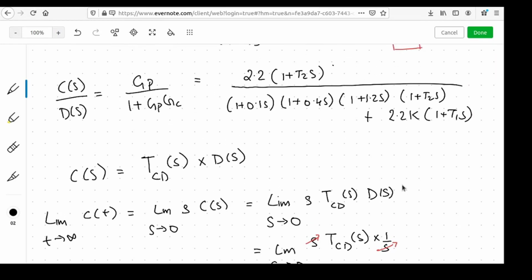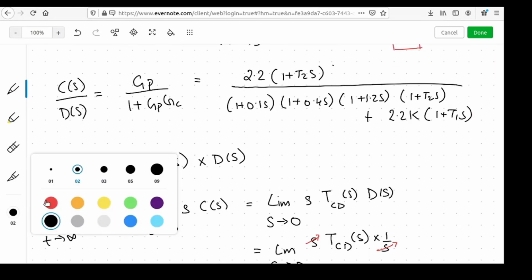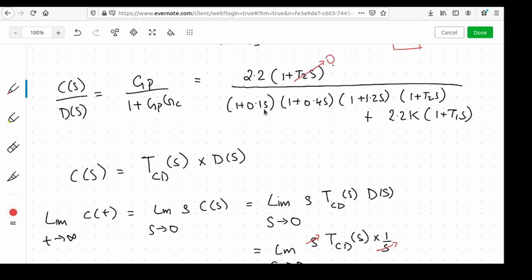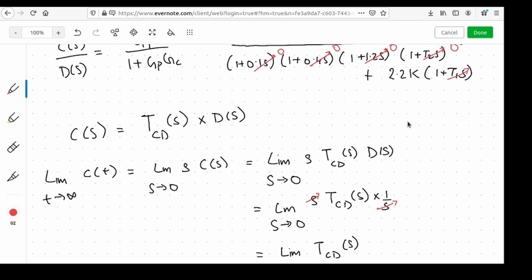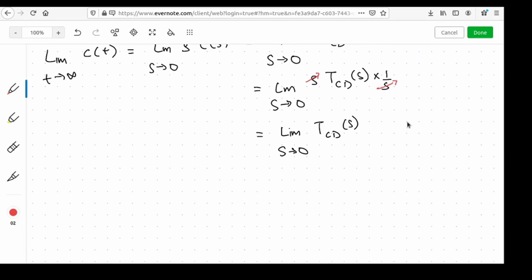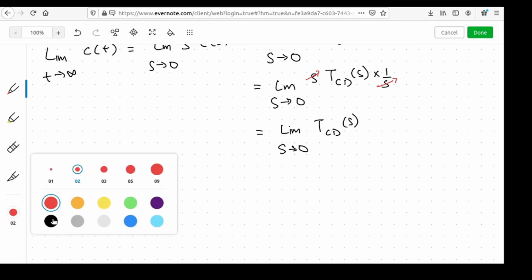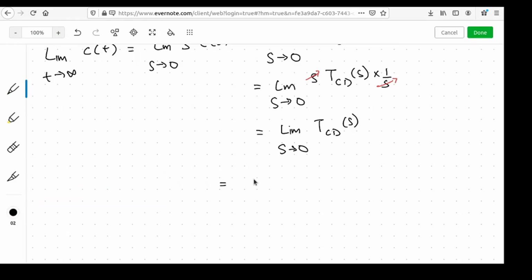So let us substitute s in the transfer function. When s tends to 0, all the terms that have s in them will go to 0. So finally you will get 2.2 divided by 1 plus 2.2k.